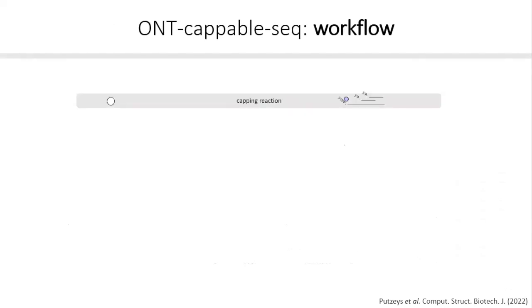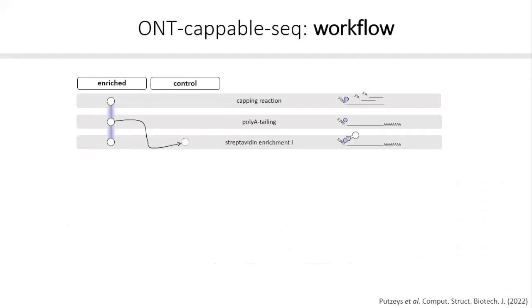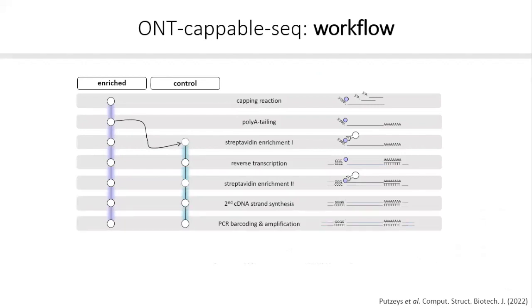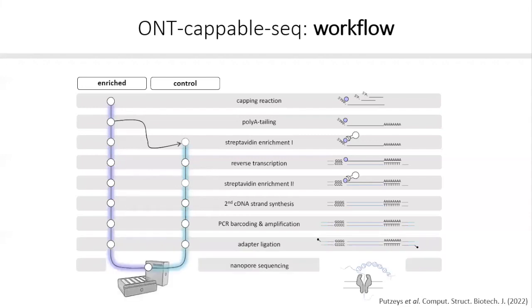So what does the workflow look like? We have our capping reaction, our poly A tail gets added, then we split the sample in two. One sample we enrich with streptavidin, and then we do our first strand synthesis, a second enrichment step, our second strand synthesis, and PCR barcoding and amplification to have the longer reads ready after adapter ligation to put on the machine.